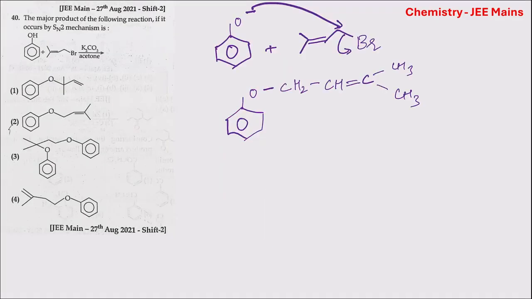The major product of the following reaction if it occurs by SN2 mechanism. Now this C6H5OH will give phenoxide ion, C6H5O minus ion. This C6H5O minus ion acts as nucleophile, and if SN2 mechanism is followed, it will attack this carbon which is forming bond with bromine. Bromine leaves as bromide ion. This carbon gets positive charge. This nucleophile will attack the carbon and the final product formed will be this one. There will be a bond between oxygen and this carbon and this will lead to the final product. So correct option is option 2.